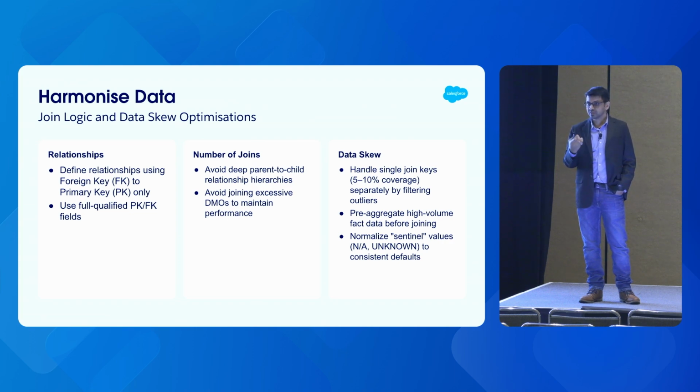Data skew is very critical. If some records have a bulk of the data volume, handle them separately. Trying to bring all the data in will become a bottleneck on the processing side. So handle single key joins separately. Also normalize values. If you have certain values that you set as default, like NA, unknown, and all those things, they are inefficient. Make them null or set them to something so that the data type is properly set and processing becomes better.